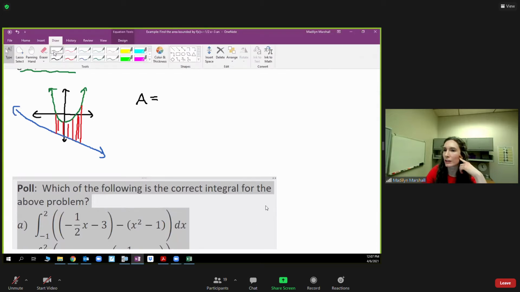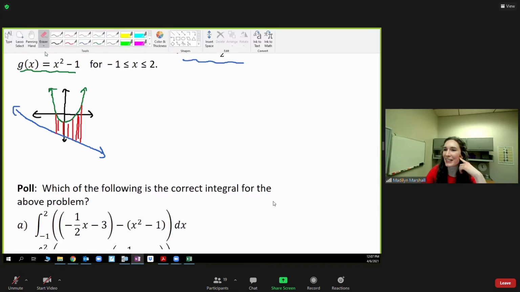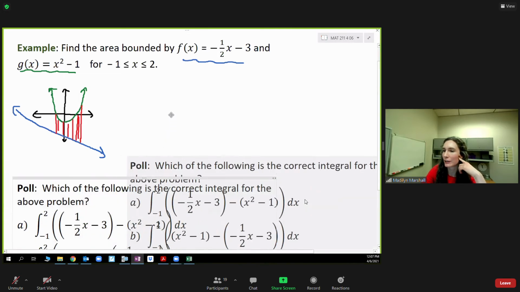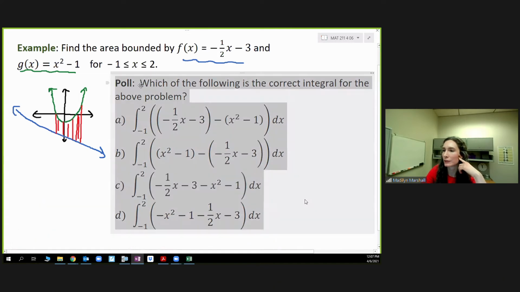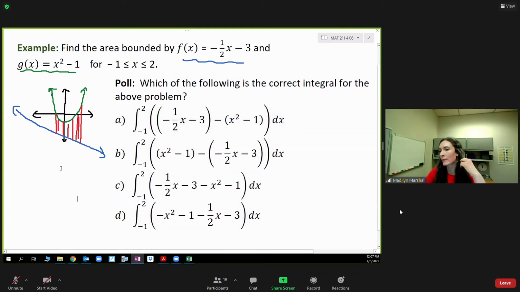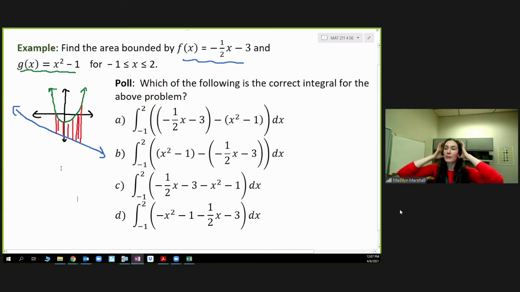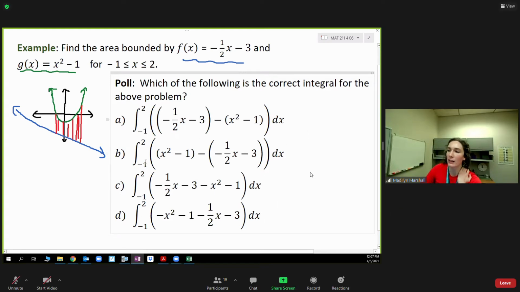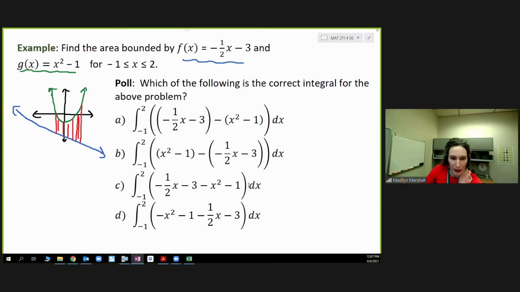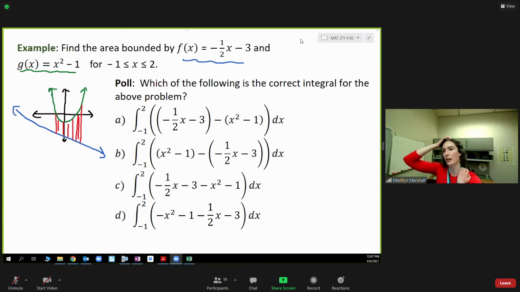I'm actually going to move this so I can fit everything on the page. So we have 4 integrals here, a, b, c, d. All of them are going from -1 to 2 on the integration. They all have a dx on the end. The difference is what's happening on the inside. So based on these 2 curves and the graph that we see, the question is, which integral is correct?